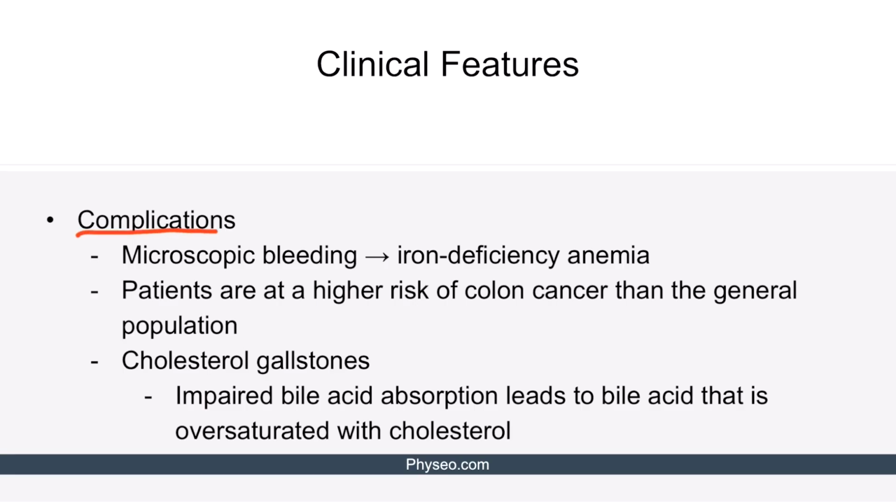Now we will touch on the complications. Although the diarrhea is usually non-bloody, microscopic bleeding can occur and lead to iron deficiency anemia. Patients are also at higher risk of colon cancer compared to the general population. It's also very common to develop cholesterol gallstones. These are thought to be caused by impaired bile acid absorption, which leads to bile that's oversaturated with cholesterol. This causes the cholesterol to precipitate and form stones.